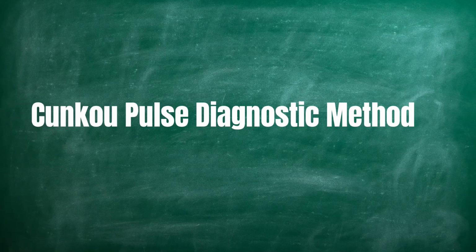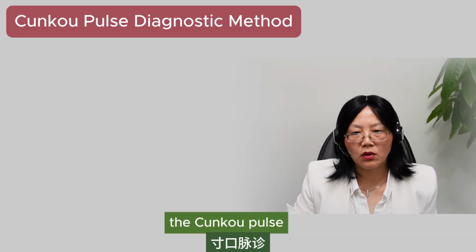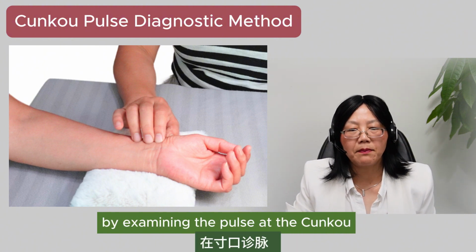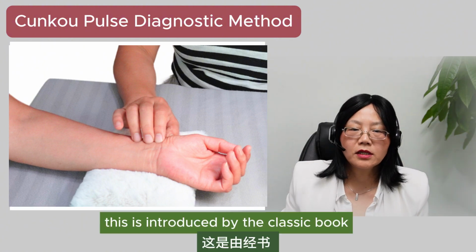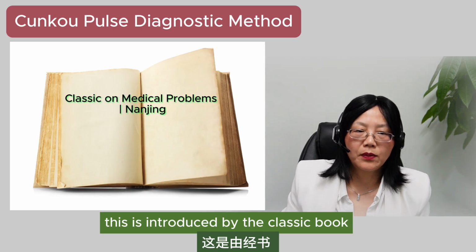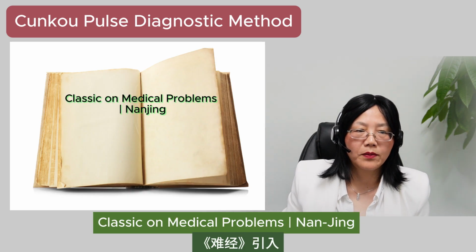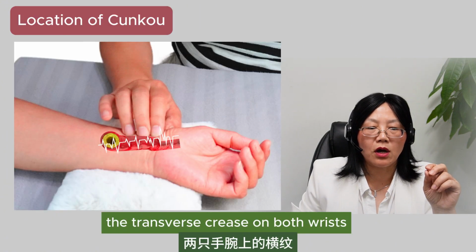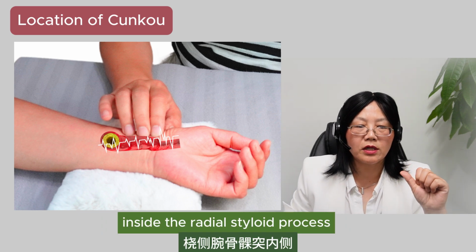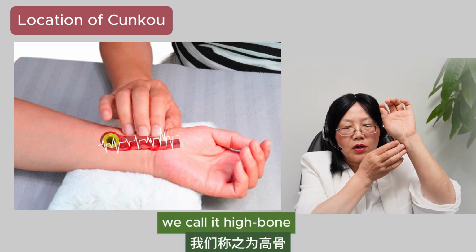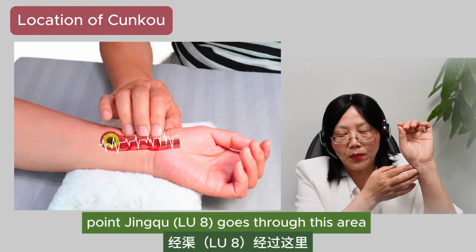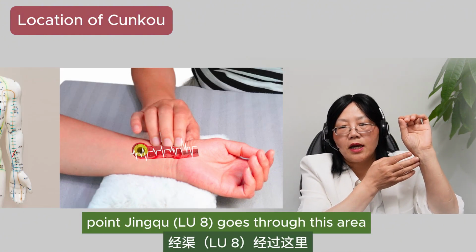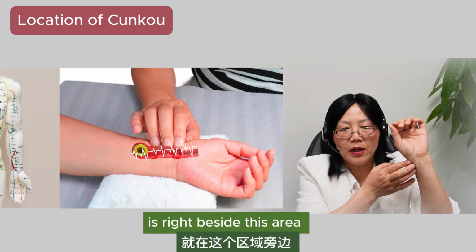Cunkou pulse diagnostic method. The Cunkou pulse is a method for diagnosing disease by examining the pulse at the Cunkou. This is introduced by the classic book, Classic on Medical Problems, Nanjing. Cunkou is located behind the transverse crease on both wrists, inside the radial styloid process. We call it the high bone. This is where the point Jingqu, lung 8, goes through. Lung 8 is right beside this area.